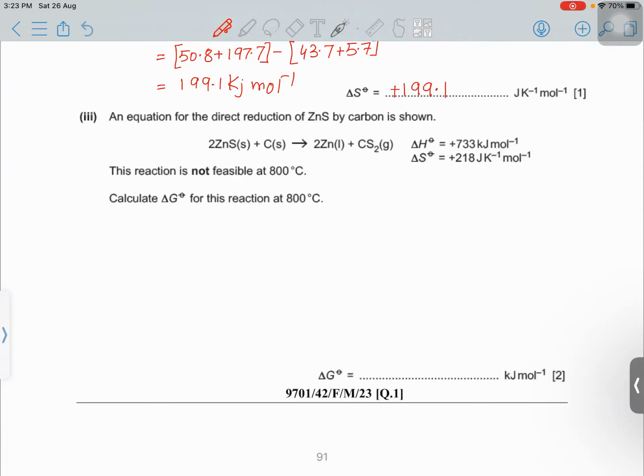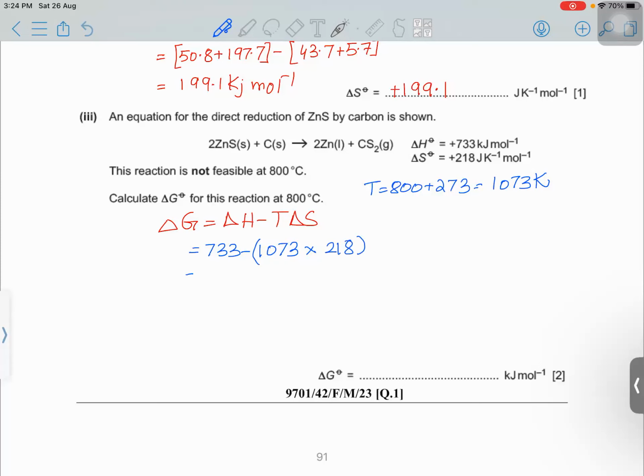Now find delta G. So delta G is equal to delta H minus T delta S. Delta H is 733. Temperature is 800 plus 273, it would be 1073 Kelvin. Delta S is 218.